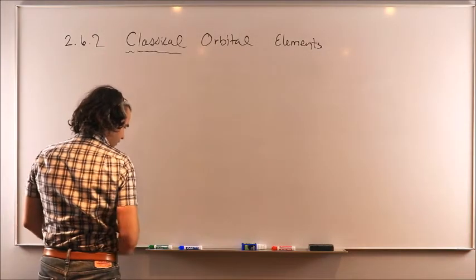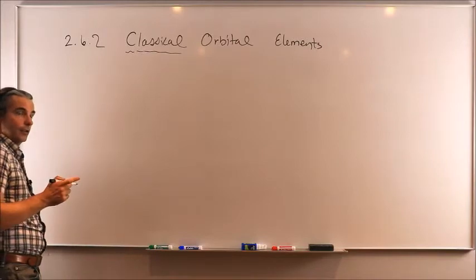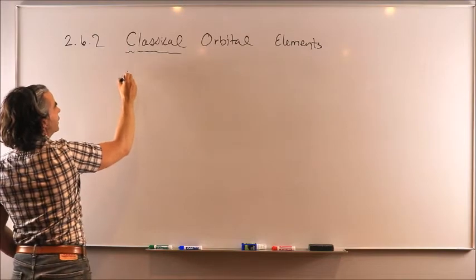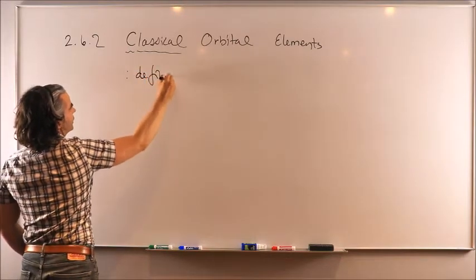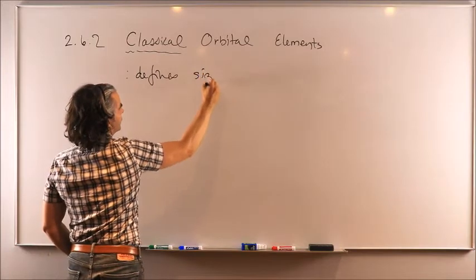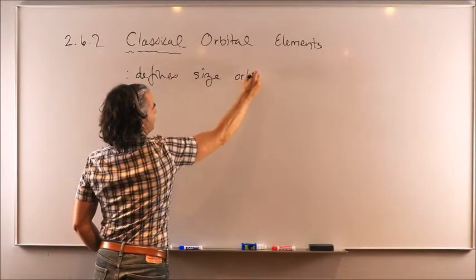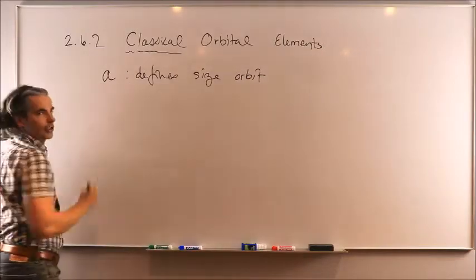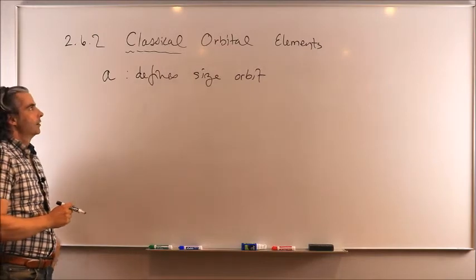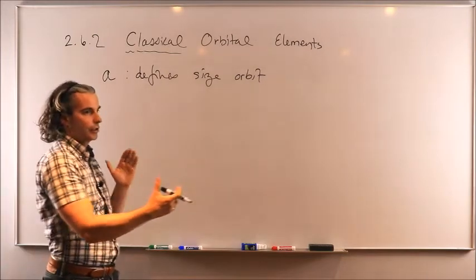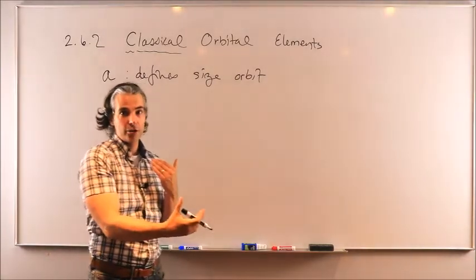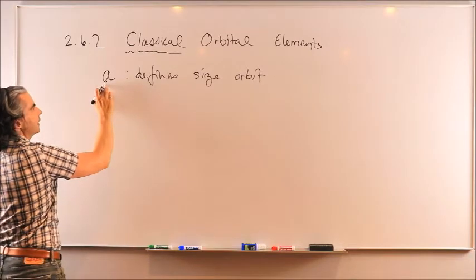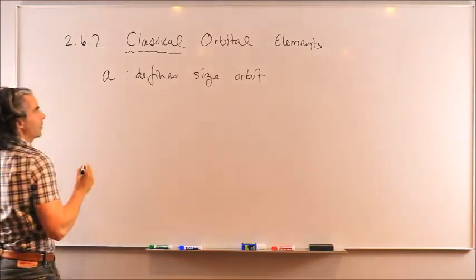So we have 6 orbital elements. Turns out you already know 3 of them, okay? Because the first one defines the size of the orbit. And surprise, surprise, this is our semi-major axis, okay? The smaller the semi-major axis, the smaller the orbit. The larger the semi-major axis, well then the larger the orbit, obviously. So this is an orbital element that defines the size of our orbit.